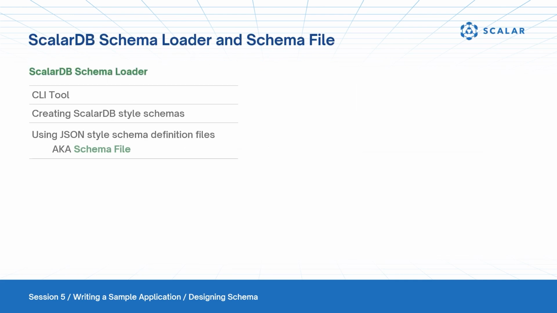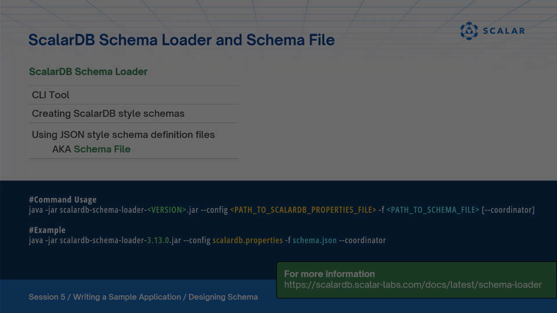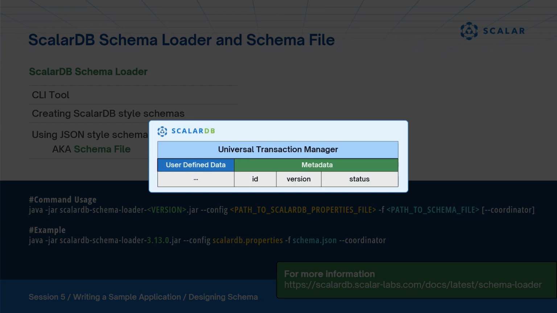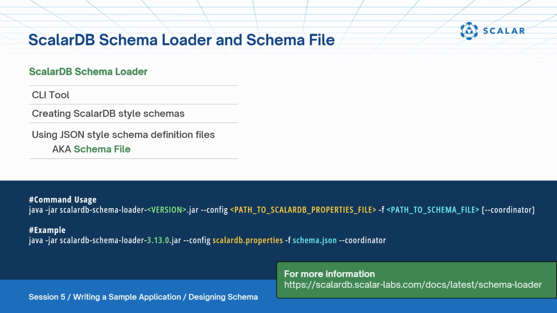ScalarDB has its own data model and schema. When we use ScalarDB's transaction manager, it not only stores user-defined data but also metadata such as transaction IDs, record versions, and transaction statuses. The ScalarDB schema loader is a CLI tool that creates a ScalarDB-specific schema from the definition file. To run the schema loader, specify the schema loader jar file as a Java argument, then the properties file you have created earlier, and finally, the schema definition file.